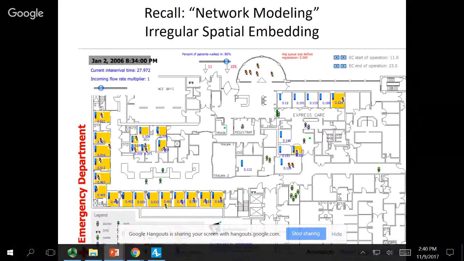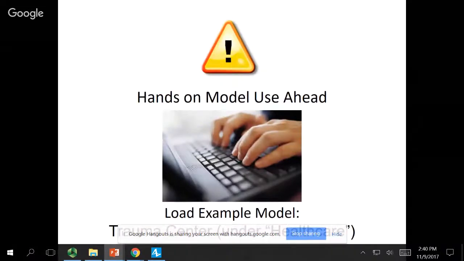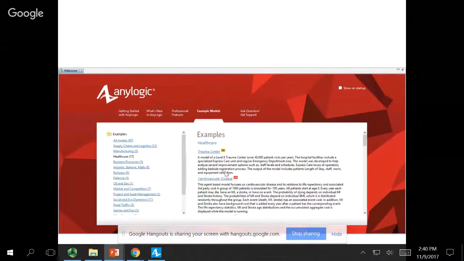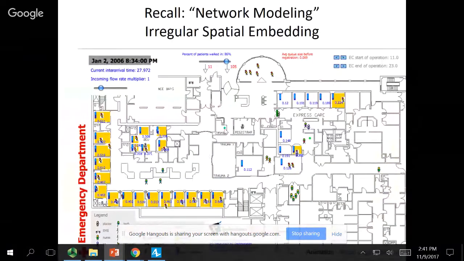We went to a model called Trauma Center. It's under the healthcare area of the simulation of the help system here under example models. And we saw a larger facility. Individuals were moving through the facility. They could arrive either via an ambulance or on foot. They would register and they'd go and be matched up with services here.